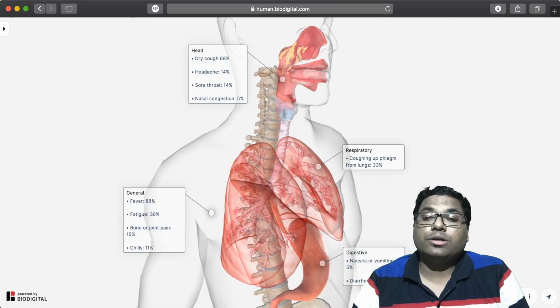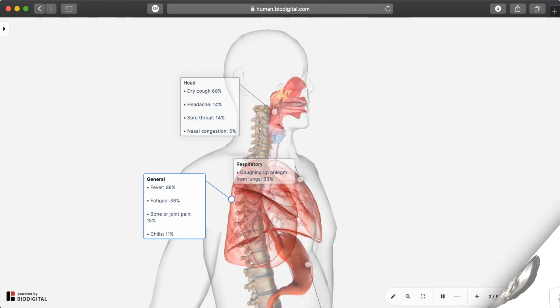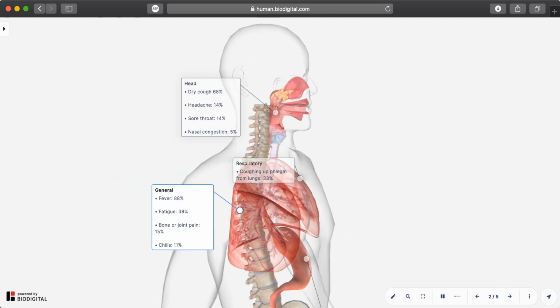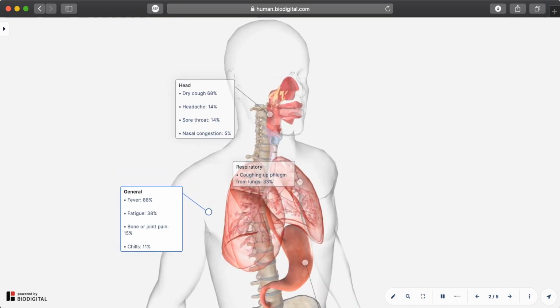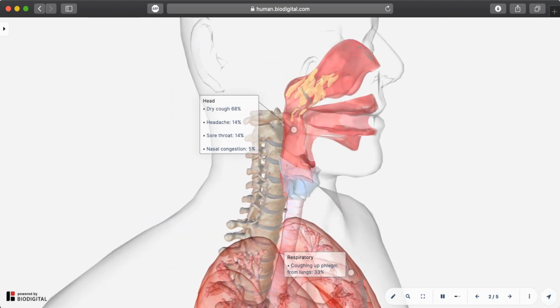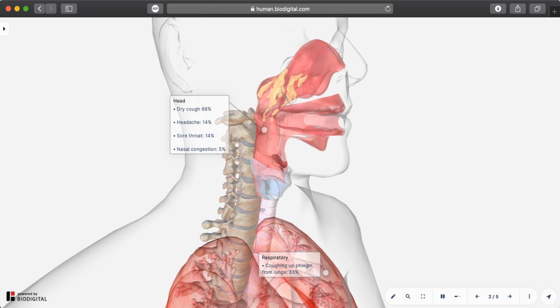So we are now observing the mild symptoms that we see in case of COVID-19 patients. As per the China CDC report of over 70,000 patients of COVID-19, almost 80% had mild symptoms. Now let us see the mild symptoms. Let us start from the head. What we see over here is dry cough, headache, sore throat, and nasal congestion.